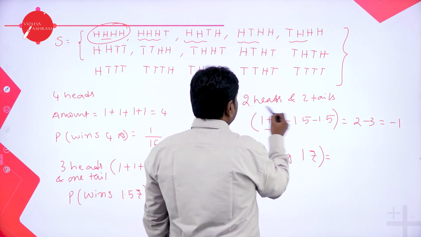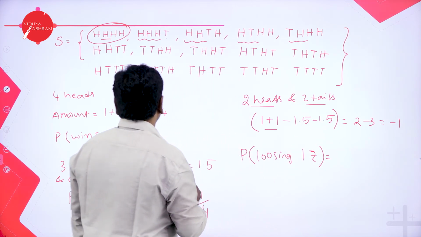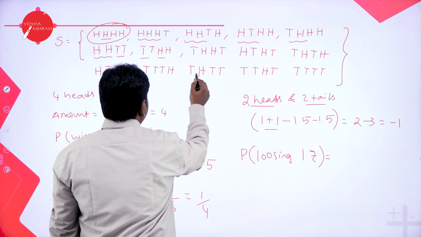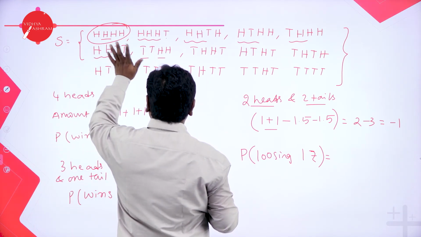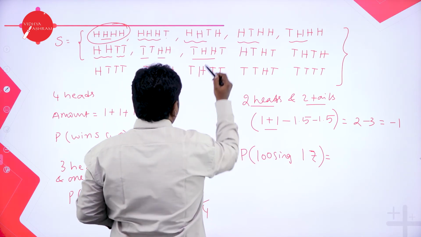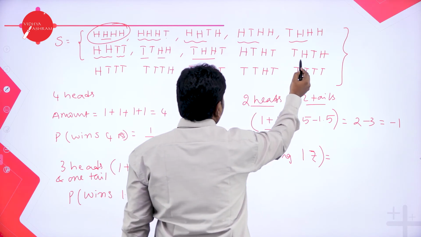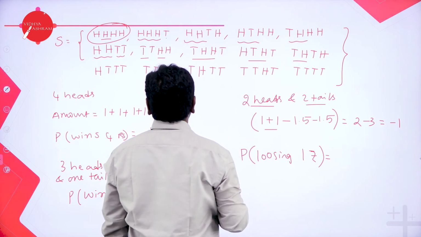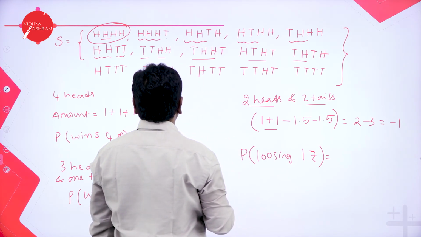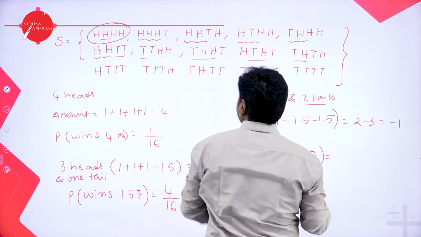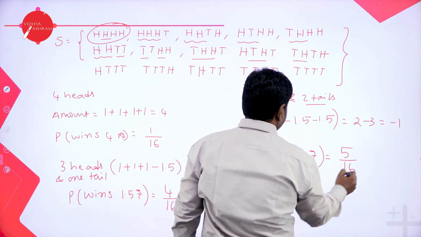So you should get 2 heads, 2 tails. This is the 2 heads, 2 tails combination. First 2 may be heads, last 2 tails. First 2 may be tails, last 2 heads. And first and last tails is the third combination. Head, tail, head, tail. Tail, head, tail, head. So 1, 2, 3, 4, 5. 5 favorable out of 16.